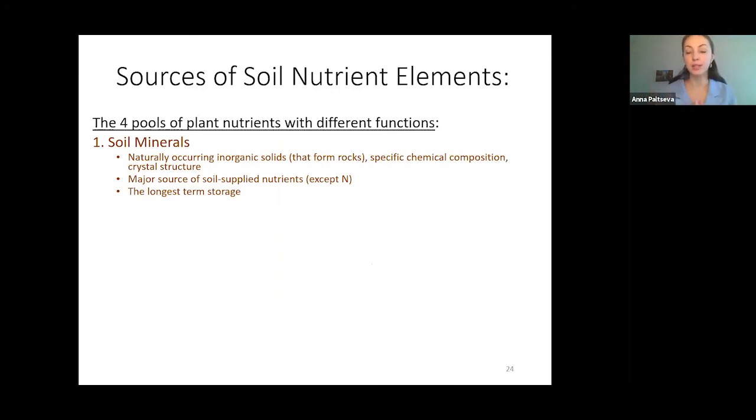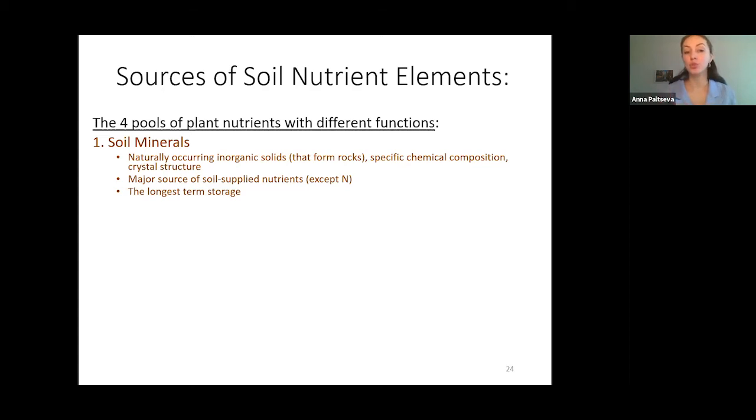For our plants, it's super important, because plant nutrients are like vitamins for us. They need these nutrients to get from soil. And there are four pools of minerals where plants can take them from. The number one long-term and very abundant pool of nutrients is actually soil minerals, I would rather say.